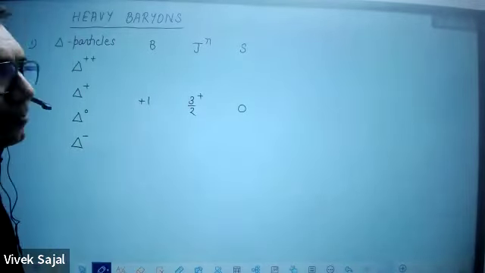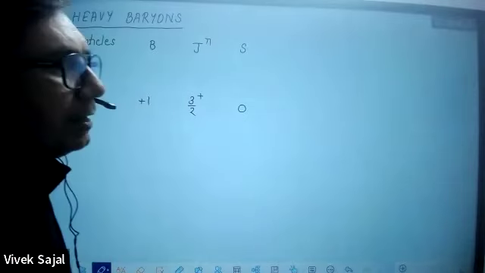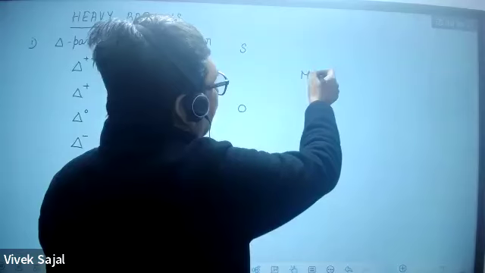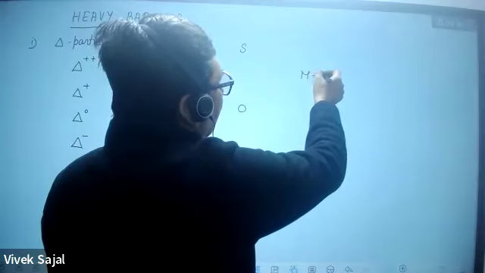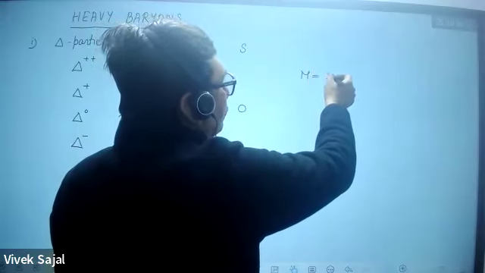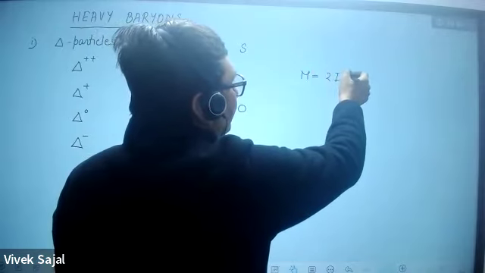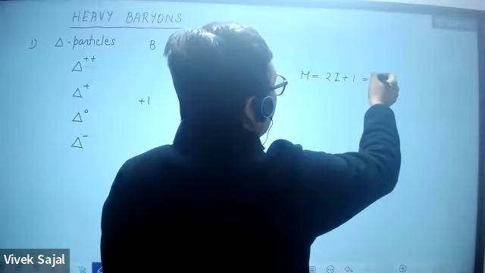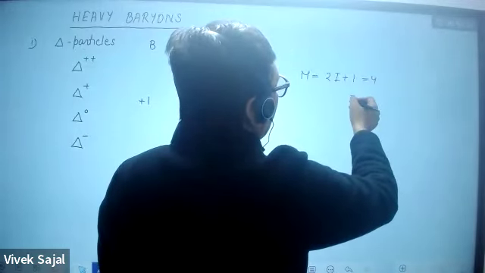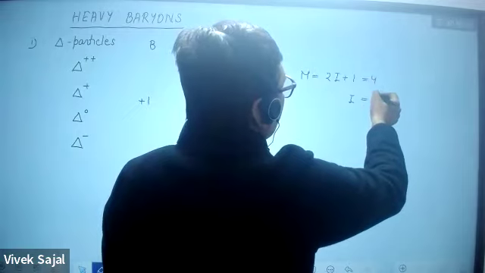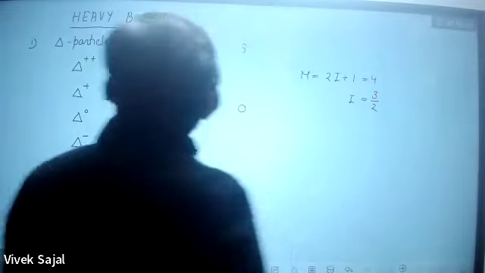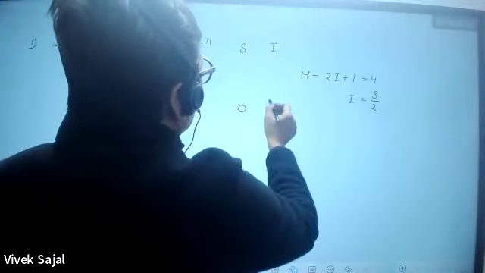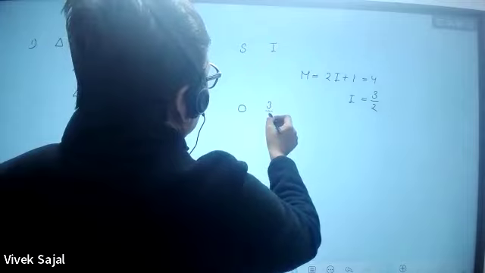Now, next is multiplet. How many particles are here? They are four particles, four charge states. So multiplet M is equal to 2I plus 1, and this is equal to 4. So what will be I? I will be 3 by 2. If you look at it, the I number is 3 by 2 for this.